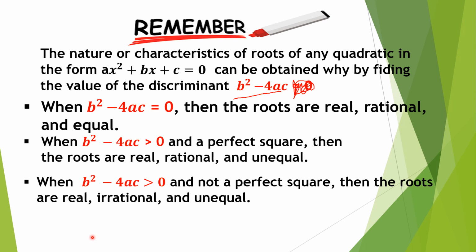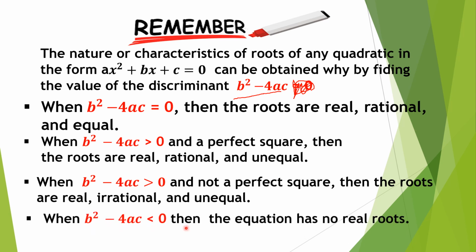And when b squared minus 4ac is bigger than 0 and not a perfect square, the roots are irrational and unequal. So there exists here an answer with radical sign, and you cannot factor in here. It's just using either the quadratic formula or completing the square. And of course, when b squared minus 4ac is less than 0, then the equation has no real roots. So in here, you expect that your roots are imaginary or non-real roots.